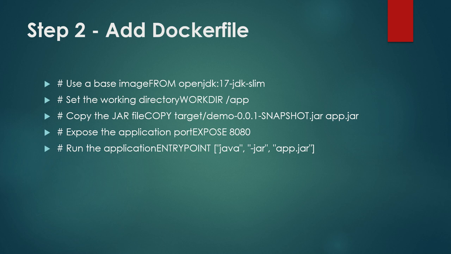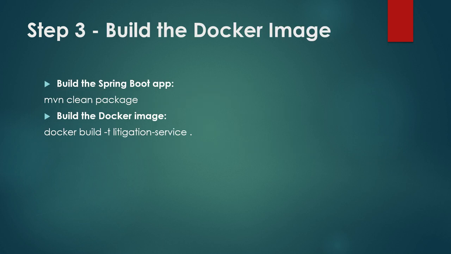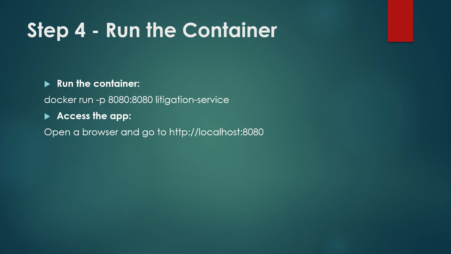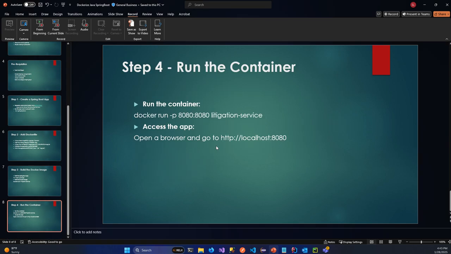Step 2, we'll add the Dockerfile that will carry the instructions for deploying the application. Step 3, we'll build the image using the build command to build the Docker container. Step 4, we'll run the application and test it on the browser. Okay folks, without wasting much more time, let's look at that.